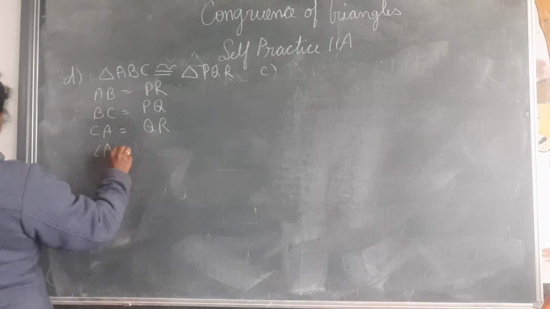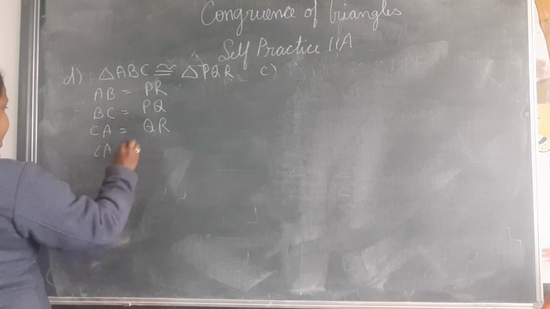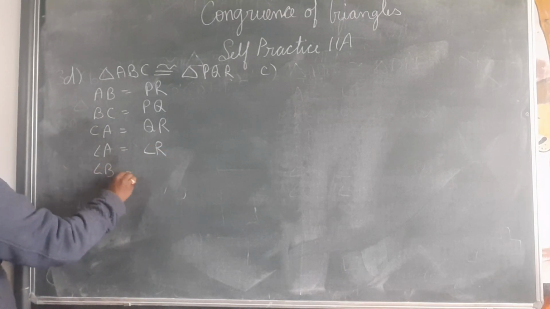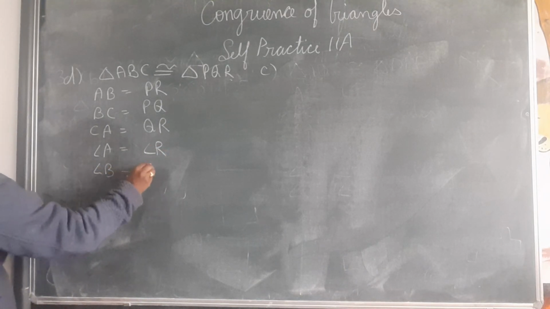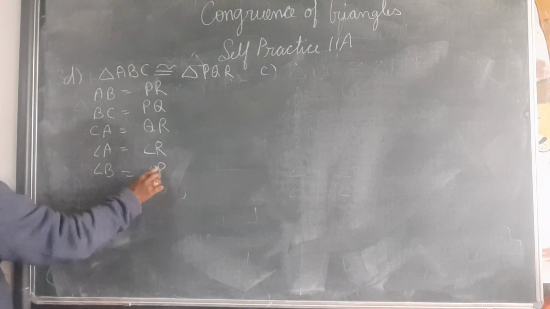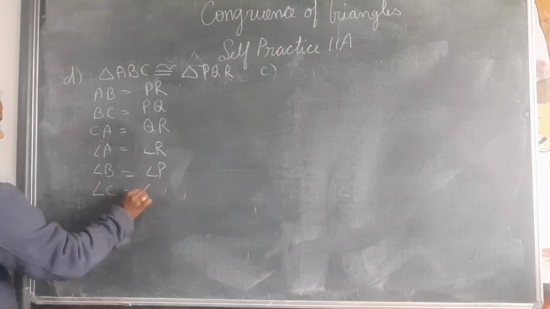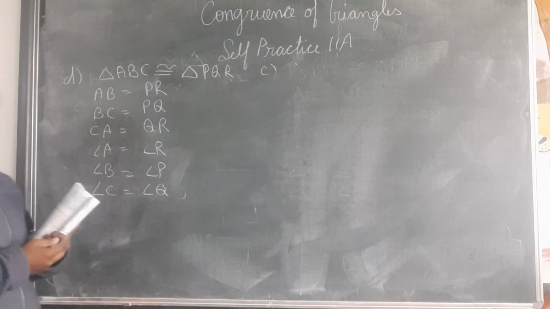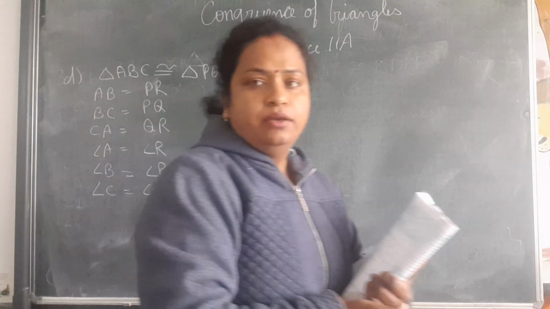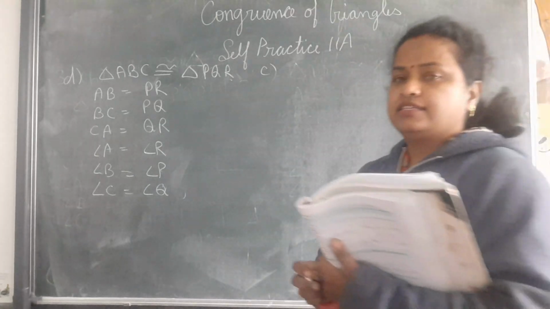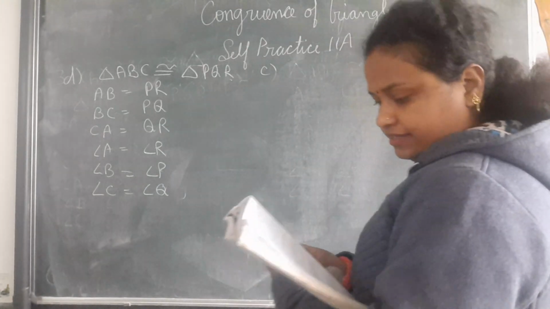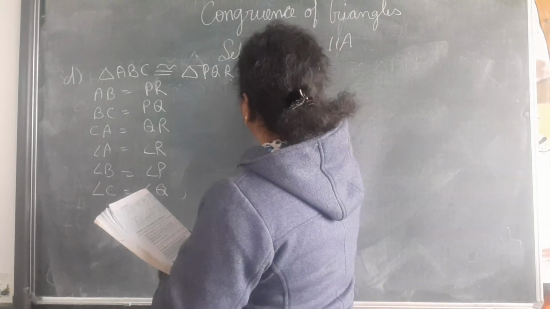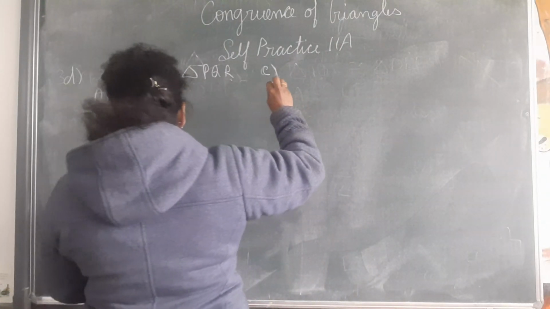Angle A is equal to angle R. Angle B is equal to angle P, and angle C is equal to angle Q. So here you can see that triangle ABC is congruent to triangle PQR by seeing the same sides and same angles. Now the last part of this is the E part.